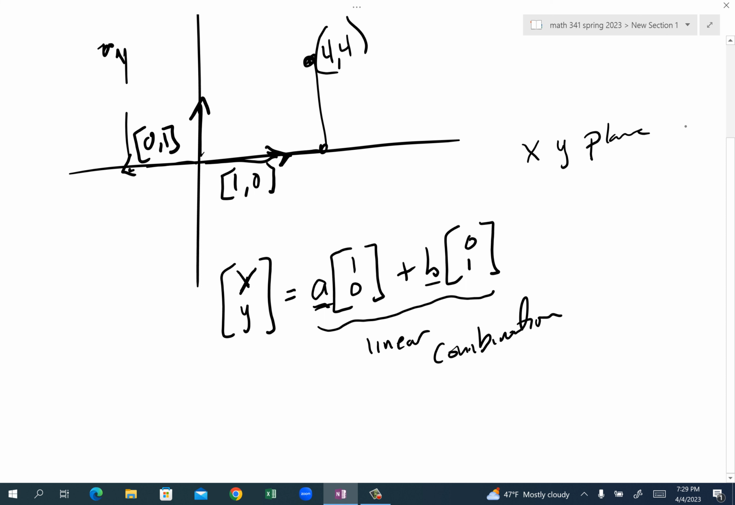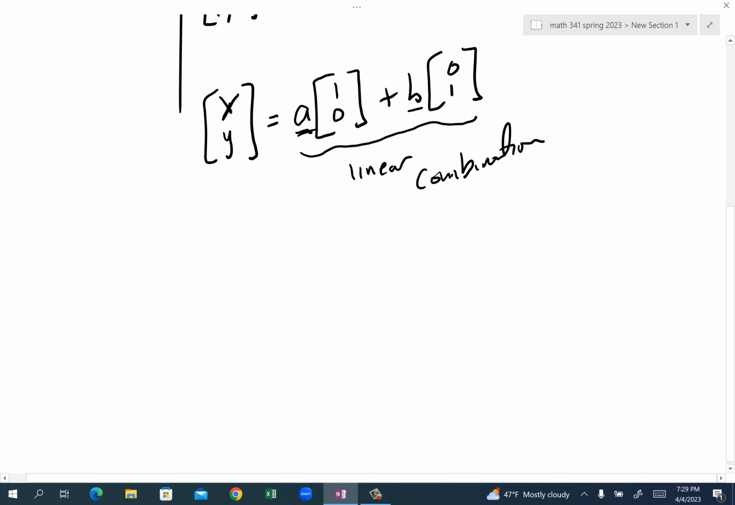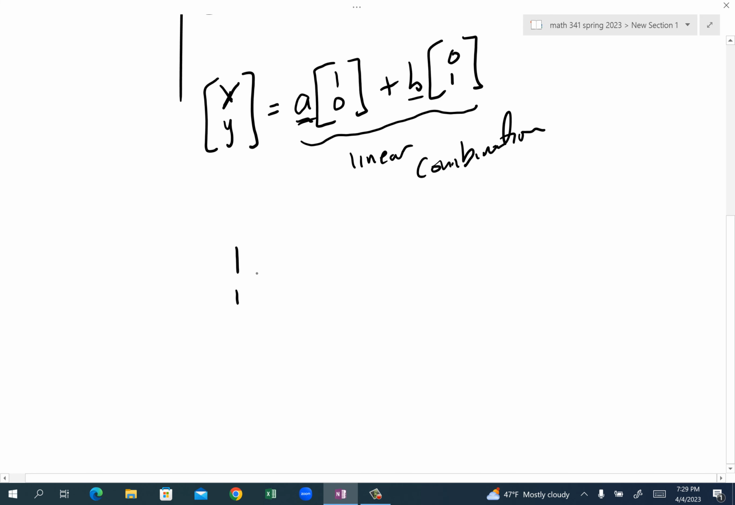That's not true for every set of vectors. For instance, suppose you had the vector 1, 1 and the vector 2, 2. Well, Jay, those vectors go the same direction.